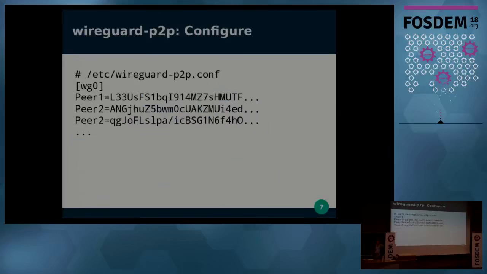This is how you set it up. You create a configuration file where you tell what the device name is, and for each peer that WireGuard peer-to-peer should handle, you put in the public key. And then you basically just start the daemon.